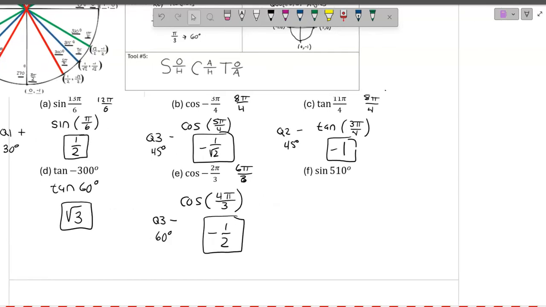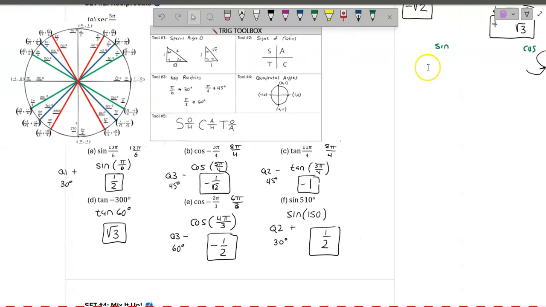And for the last one, 510, we're going to subtract 360 from that. We get 150 degrees. That is going to be in quadrant 2. Sine is positive in quadrant 2. And this has a reference angle of 30 degrees since we're 30 away from 180. Sine of 30 is going to be equal to 1/2. And since this is positive, we don't really have to put a sign in front of it. So that is how these coterminal values work.